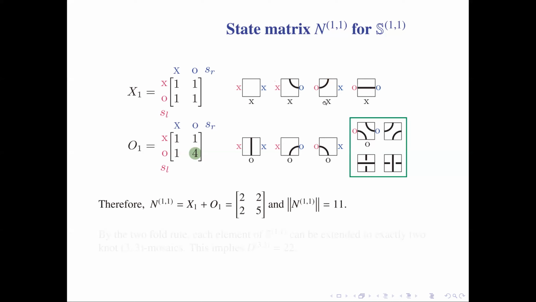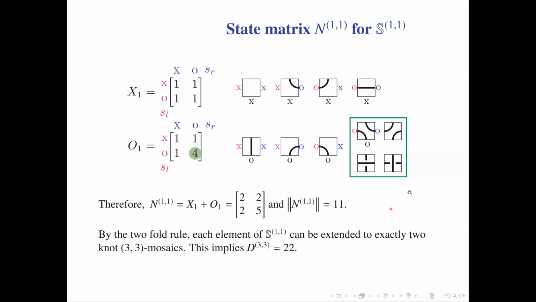Therefore, we have N11. The N11 is given by X1 plus O1. Then we have the number 11. So actually, we know that the number of tiles is 11, right? Here, by the two-fold rule, each element of S11 can be extended to exactly 2 not 3 mosaics, right? This implies that the 3, 3 is equal to 22.